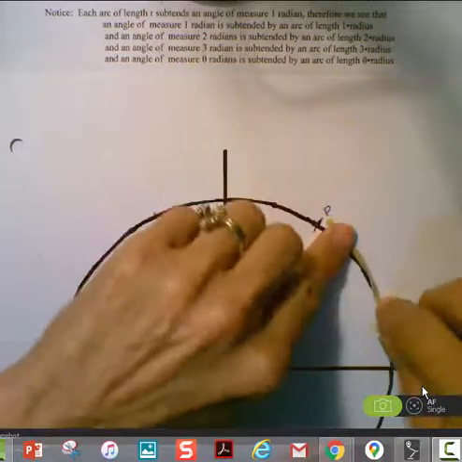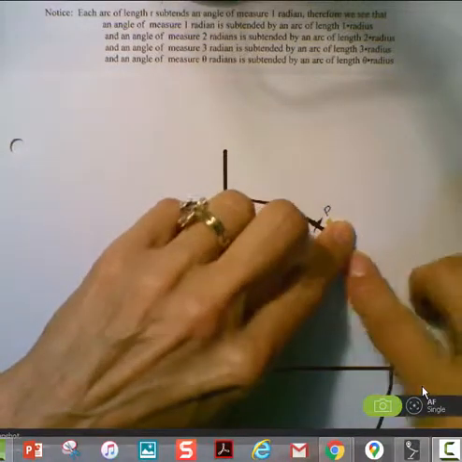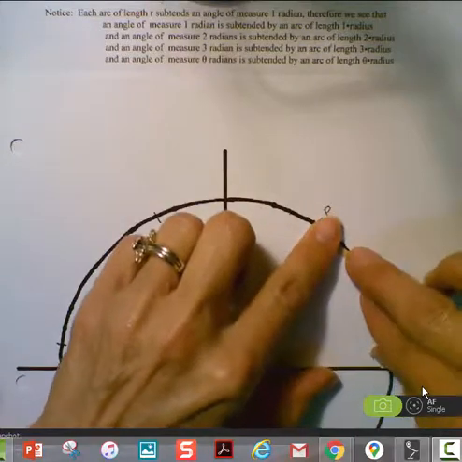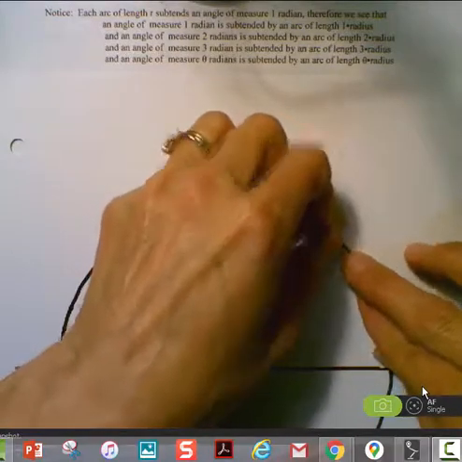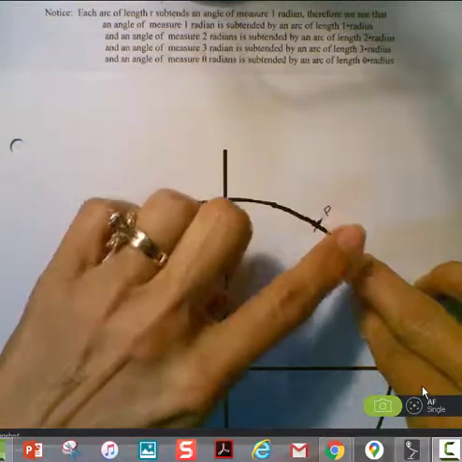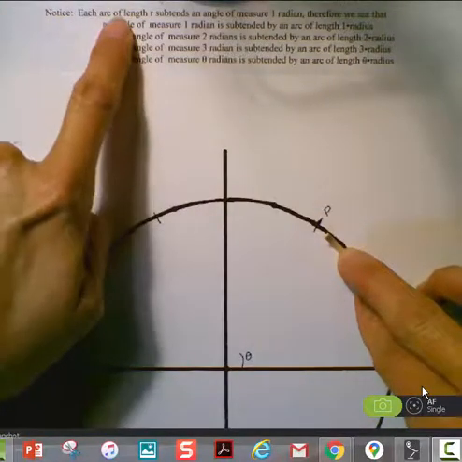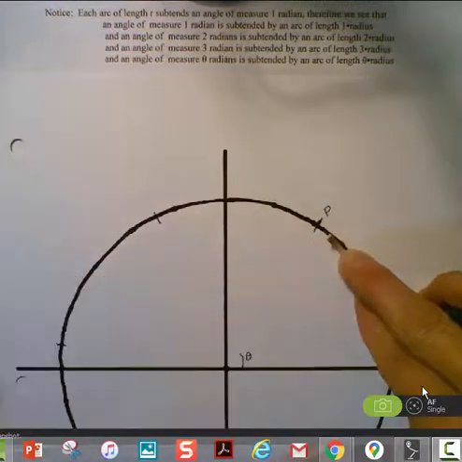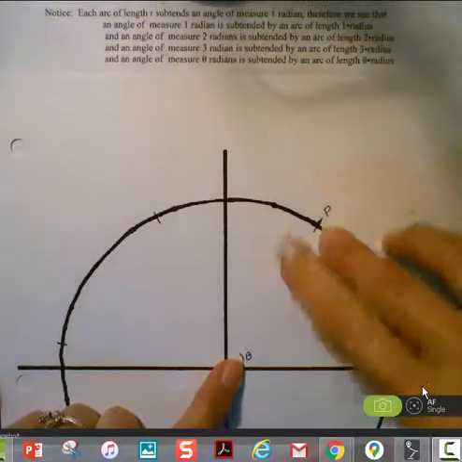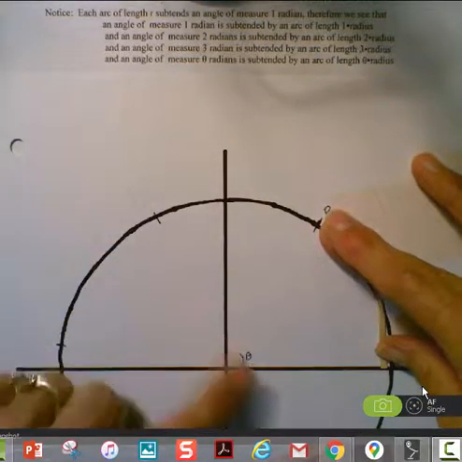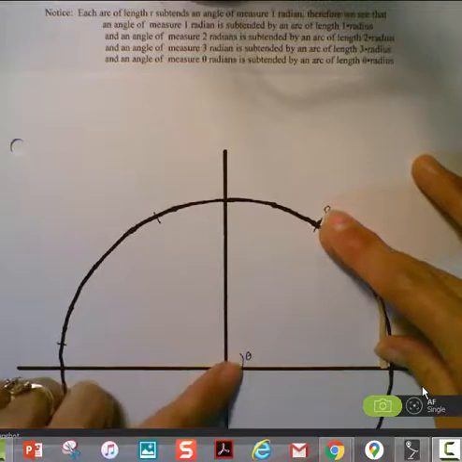an arc that has the same length, an arc of length r, subtends an angle of measure 1 radian. So this arc of length r subtends that angle with a radian measure of 1.